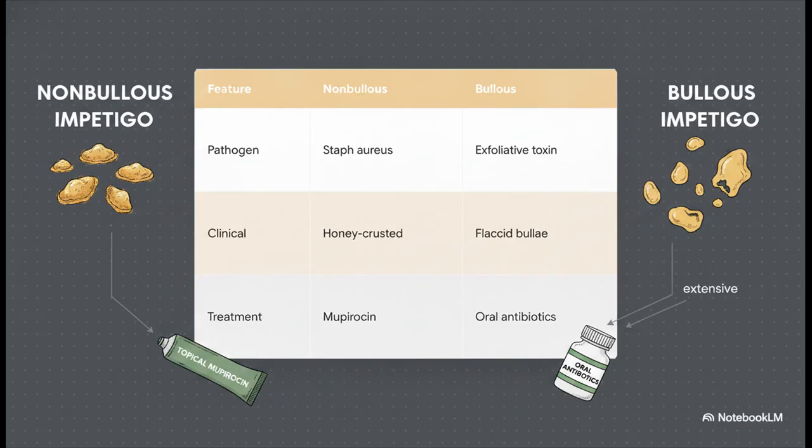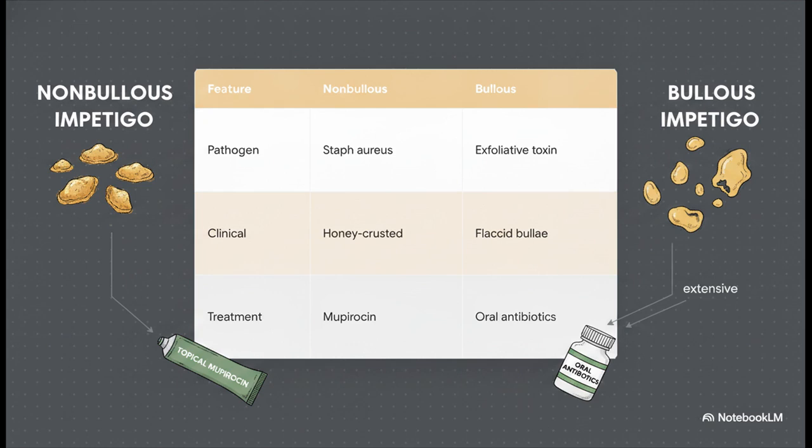We've got two main players here. First, there's non-bullous impetigo. That's the most common form, and it presents with those classic honey-crusted lesions, usually caused by Staph aureus or group A strep. Then you have bullous impetigo. This one is specifically caused by Staph aureus producing an exfoliative toxin A, which leads to flaccid yellow bullae.